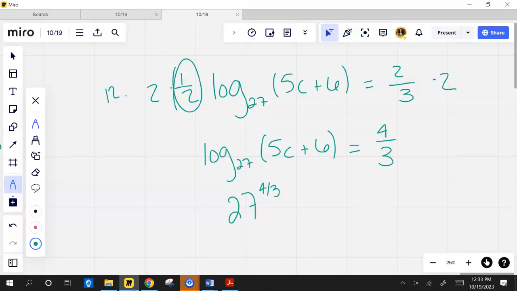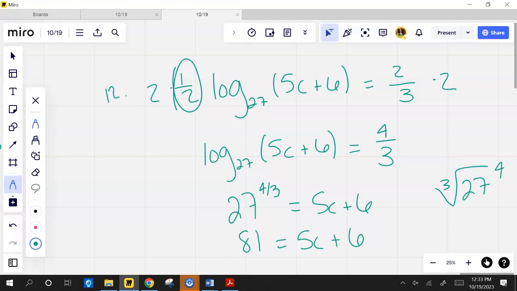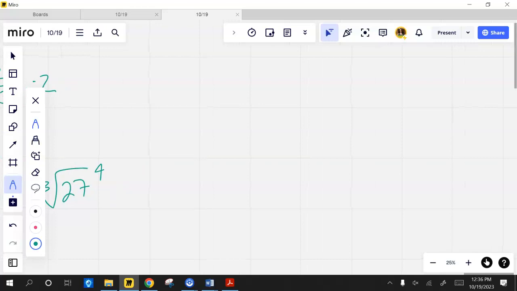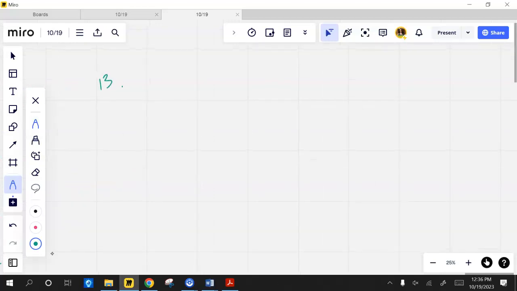27 to the 4/3 equals 5c plus 6. 27 to the 4/3, the cubed root of 27 is 3, and 3 to the 4th is 81. Remember sunshine? So this would be the cubed root of 27 to the 4th power. How many minutes to finish this one? You got it? 13. Was the problem that y'all just aren't isolating the log like you're supposed to?